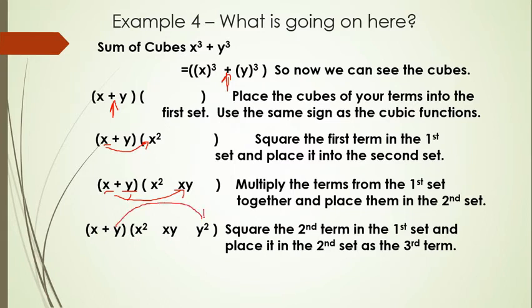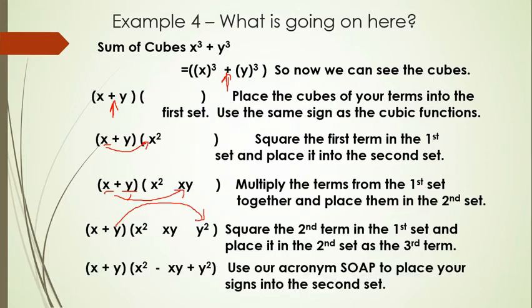Square the second term in the first set and place it in the second set as the third term. And again, use our acronym SOAP to place your signs: same, opposite, always positive.